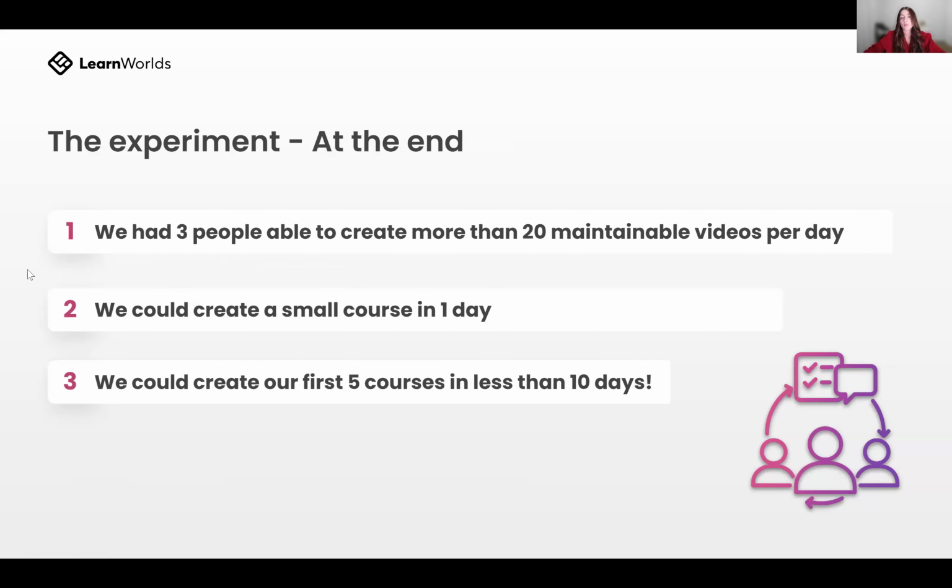So what did we end up with after this experiment? We had 3 people, myself, Xenia, and Christina, and they were all able to create more than 20 maintainable videos per day. Now, if we were to do this the traditional way, which means one person does it all, obviously this wouldn't be there, right? So 3 people, 20 maintainable videos per day. And if you're creating videos, you know this takes a lot of time to shoot. We could create a small course in one day, which is a great achievement.